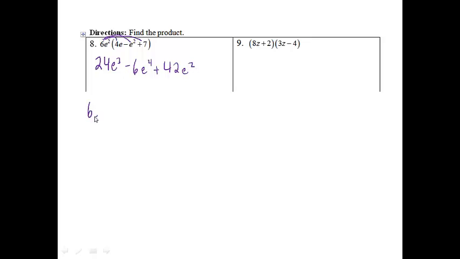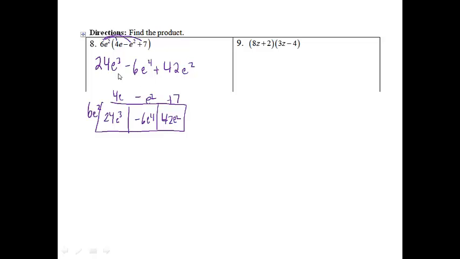And if I did the box method on this one, I'd only have one row, and then I have 3 columns. So that's what it would look like. And then my boxes will be filled in 24e to the third, negative 6e to the 4, positive 42e to the second, and we'd get the exact same answer that I got up above.